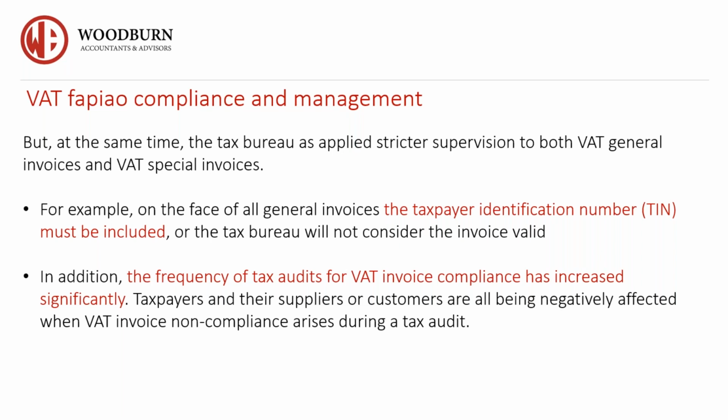So an additional item that has to actually go on invoices now, on the general VAT invoices in particular, is the TIN number. The TIN number is your company licensing number, which goes on every single certificate that is issued when you incorporate your company. And that has to now go also on the invoice, and it's not considered a valid invoice if it's not on there.